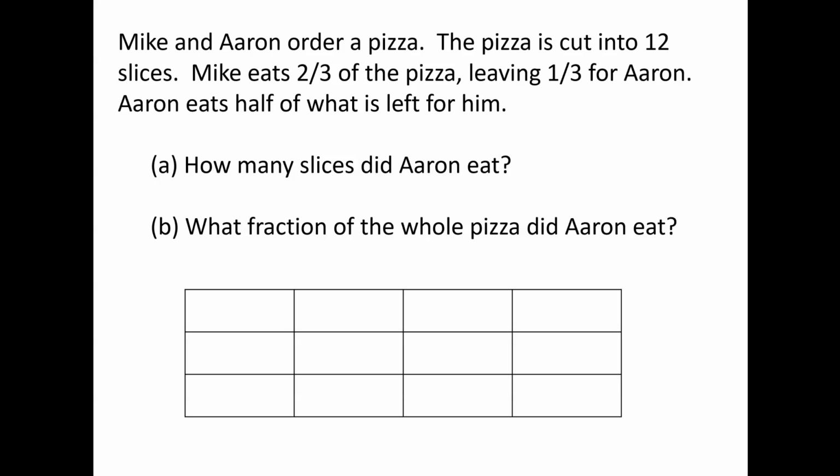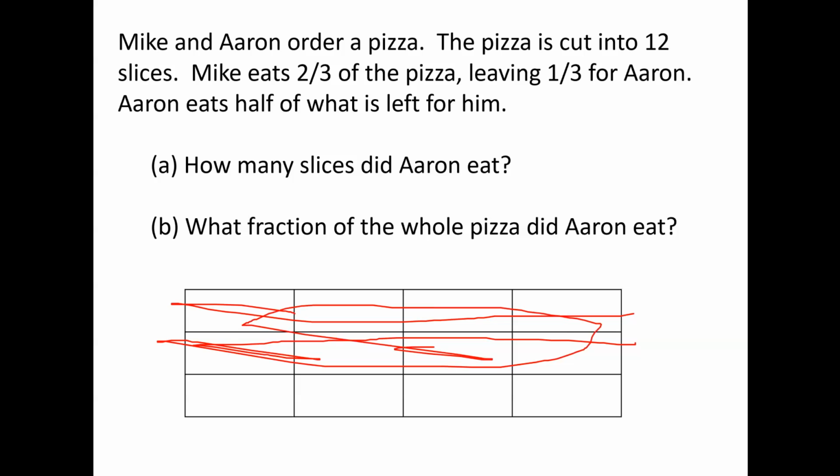If we say that Mike ate 2/3 of the pizza, we can draw that by looking at the rows of slices. There's a row on top of 4, a second row in the middle of 4, and then a third row along the bottom of 4. If he ate 2/3 of the pizza, we can draw that by saying that he ate the top row and the middle row, 2 out of the 3 rows. That leaves 4 slices for Aaron along the bottom.